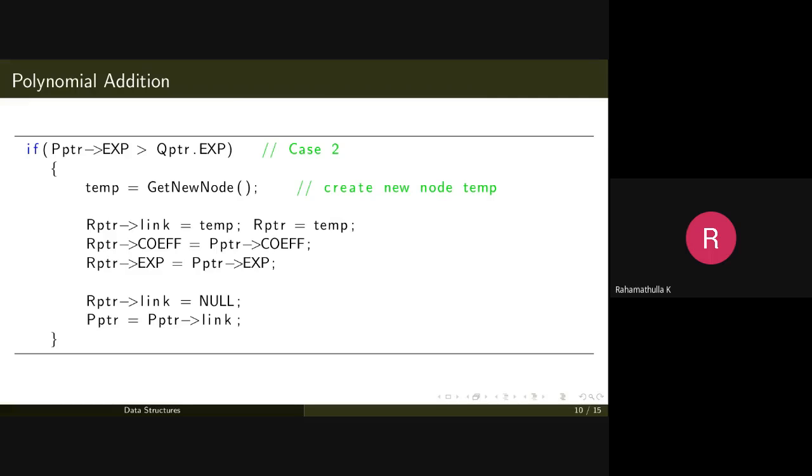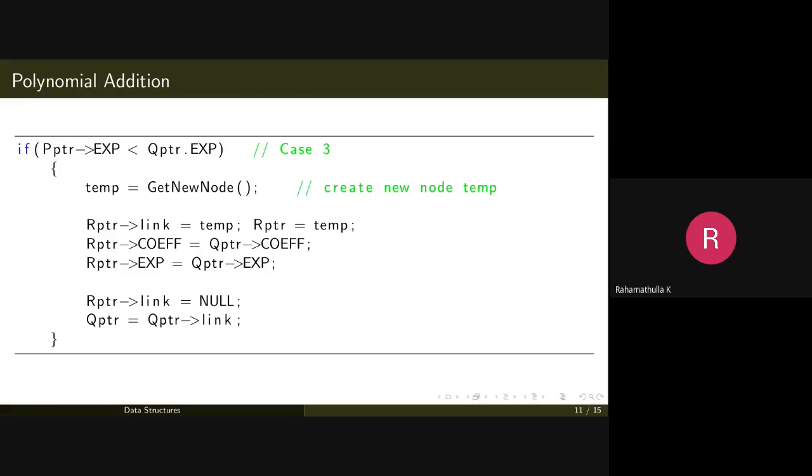Okay, so the second case where polynomial p's exponent is greater than polynomial q's exponent, in that case we will create a temporary node, a temp node, and we'll copy the exponent part and the coefficient part from the polynomial p's node to the temp, and we'll attach that temp to the resultant polynomial. Once we do that, we'll increment polynomial p so that we will be considering the next term in the next iteration. This is the third case where the polynomial q's exponent part is greater.